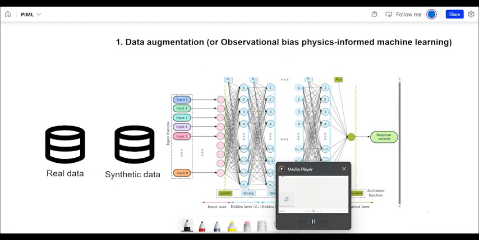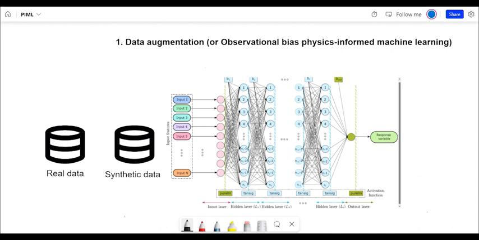The very first type of physics-informed machine learning is data augmentation, which is also known as observational bias physics-informed machine learning. In this type of PIML, we generate synthetic datasets to train the machine learning model. This means we need to generate additional training data by perturbing the existing data using physics-based constraints. This allows the model to learn from physically consistent variations. For example, instead of using real data as input features, we will generate some synthetic datasets from a physical model or simulation and use them as input features to train the model.